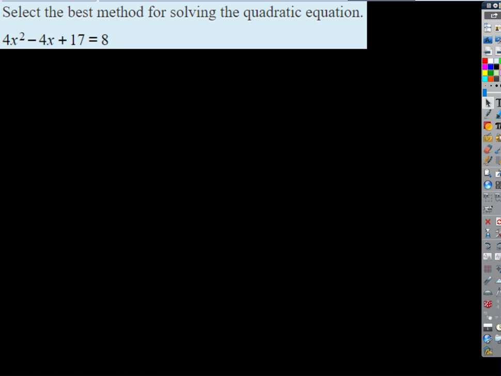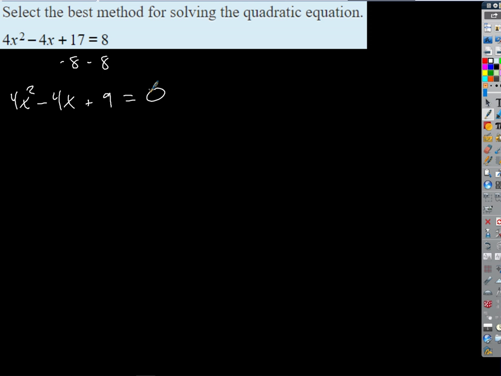So here we go. First part is talking about selecting the best method for solving this, right? So this is where we just want to go through a few steps, and then we're just going to apply that criteria that we have, like that flow chart that we talked about earlier. So what's the easiest way to do this? Before we do anything, though, what do we have to do to this equation? Got to put it in standard form, right? We got to get it equal to 0. So I'll subtract 8 from both sides, and that gives me 4x squared minus 4x plus 9 equals 0. Everybody agree?